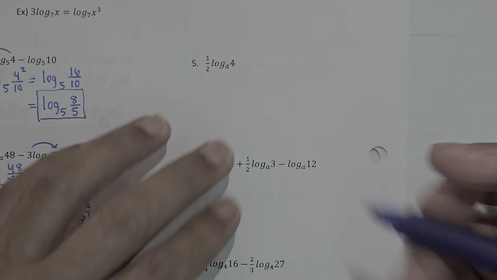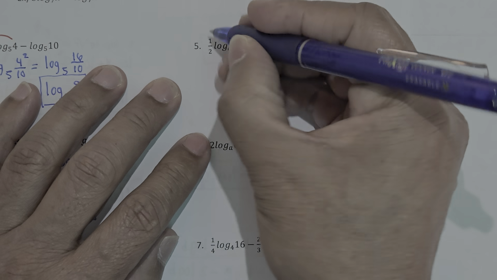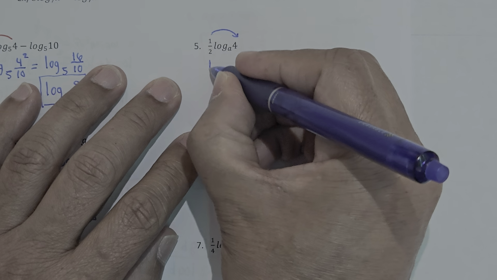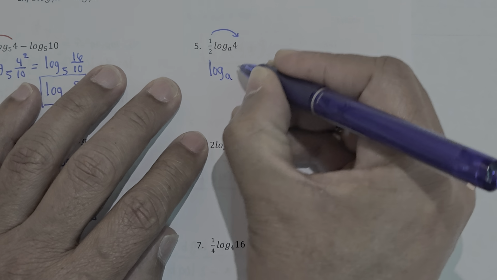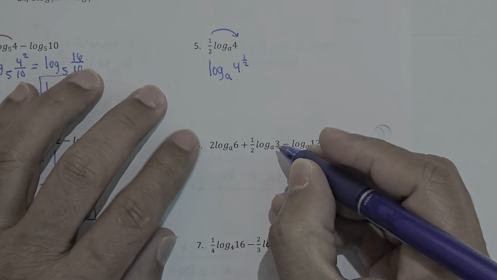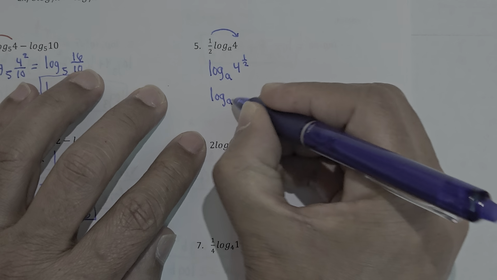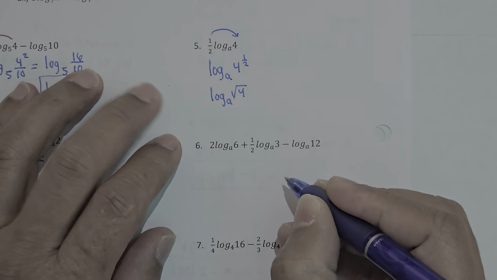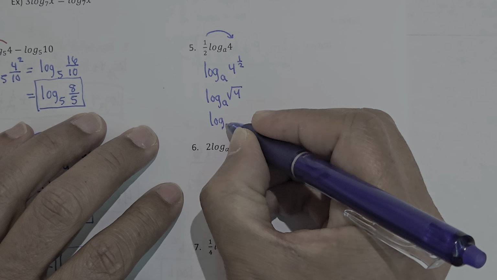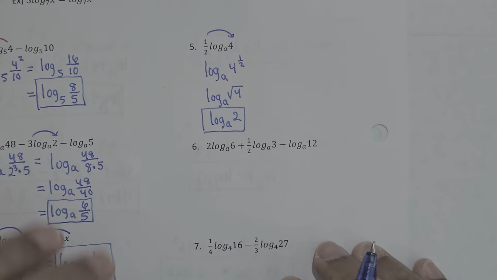So for example number 5, we have the power rule that needs to be applied. Okay, so it just means I'm going to rewrite this as log base a of 4 to the half power. But don't forget, the half power is the same as the square root. So log base a of the square root of 4. But then we know that the square root of 4 is the same as 2. So then this is log base a of the number 2. And that is all for example number 5.